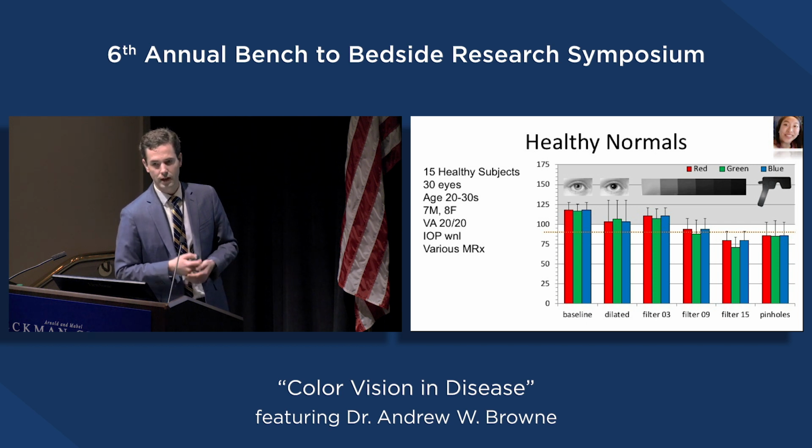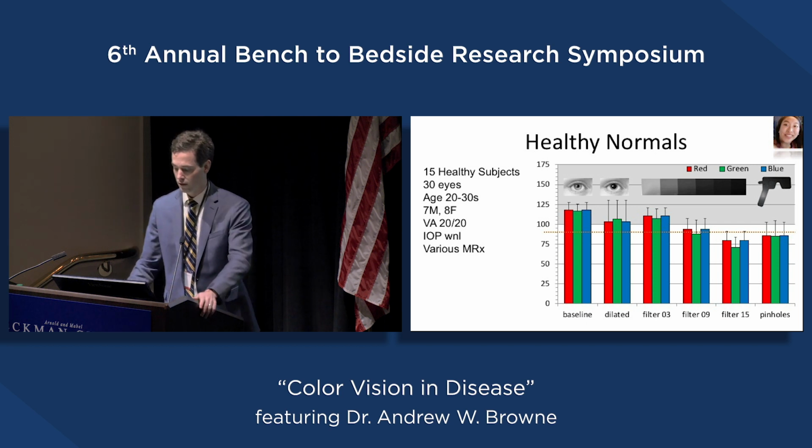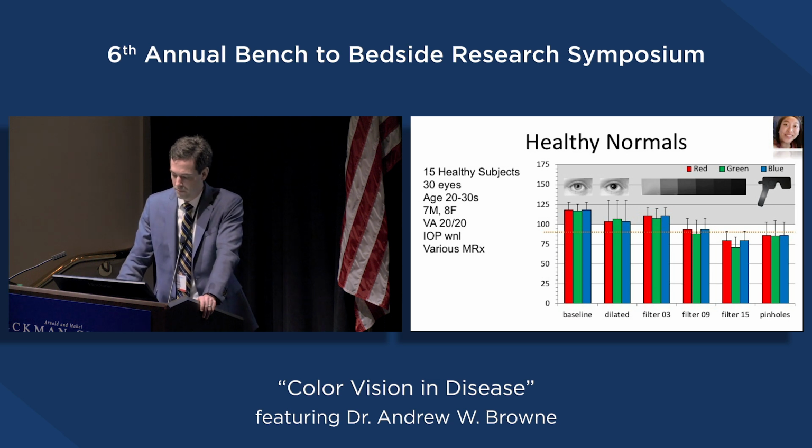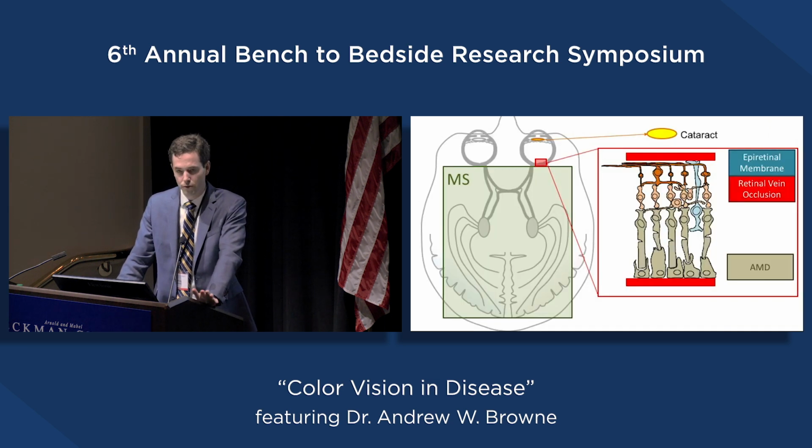So testing patients has to be in a non-mydriatic state using this cone contrast threshold test. And so I'll show you a variety of different disease states now. The first is going to be multiple sclerosis, which is a disease that can affect the whole visual pathway. And this is the condition that is most commonly associated with actually testing color vision in a clinical context. And then I'll show a variety of different diseases affecting the retina and how color vision changes in these diseases.